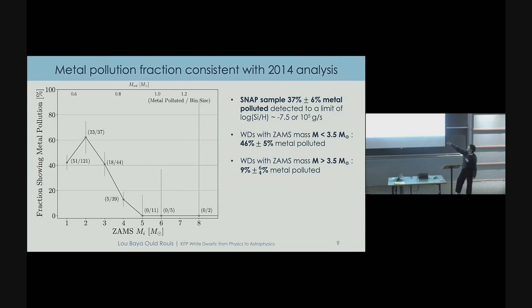But I'm showing you the fraction showing metal pollution as a function of the mass. And this is pretty drastic. I mean, you can see what's happening. We're seeing the same sort of statistical distribution where if you look at the lower mass bins under 3.5 solar masses, it's 46% metal polluted. But then when you look at the more massive ones, it also drops to 9%. I went even further. And if you look at 4.5 solar masses and up, there was actually no detection, which within 1 sigma of confidence gives us less than 10% of metal pollution.